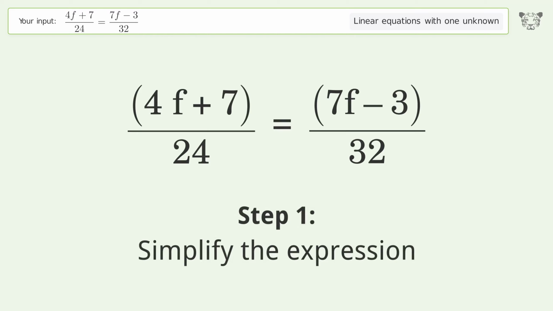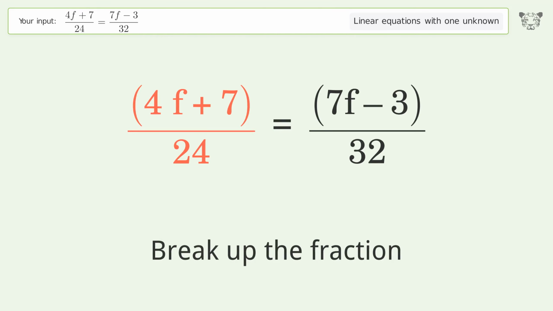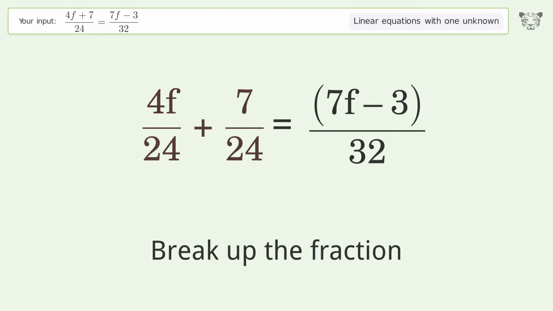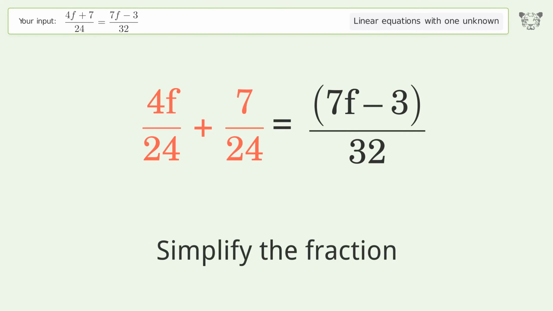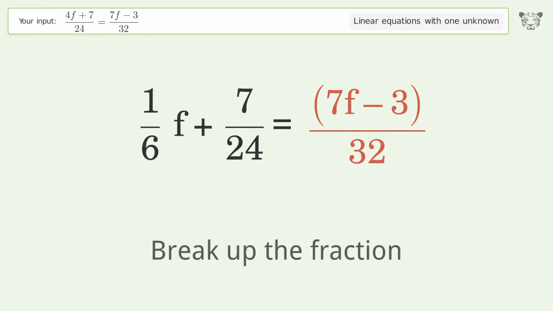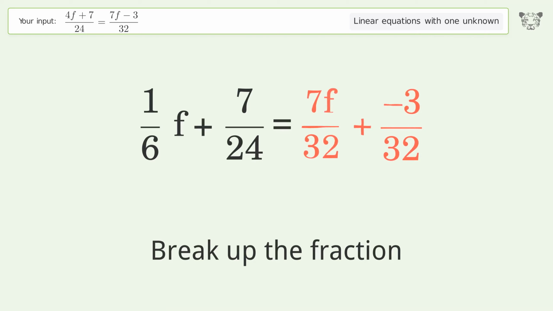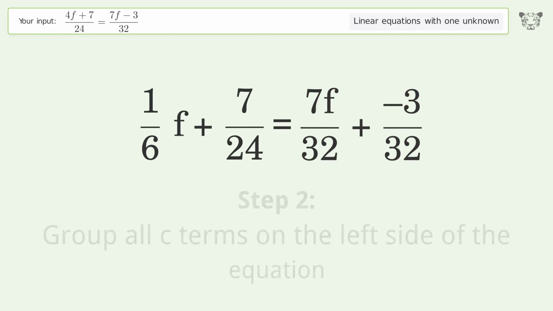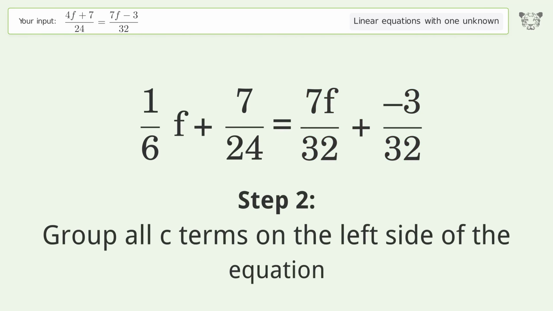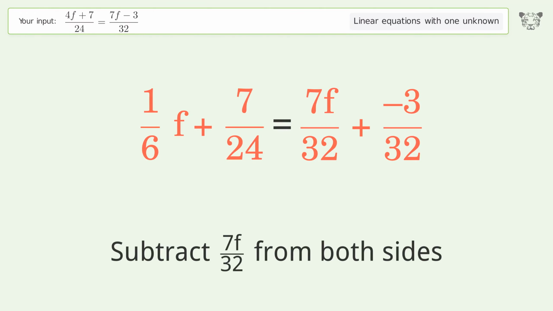Simplify the expression. Break up the fraction. Simplify the fraction. Break up the fraction. Group all C terms on the left side of the equation. Subtract 7f/32 from both sides.